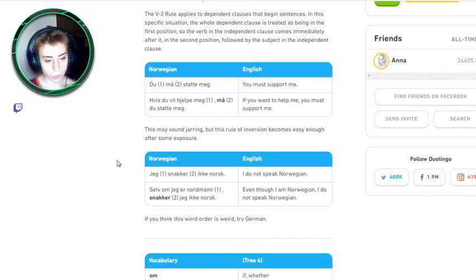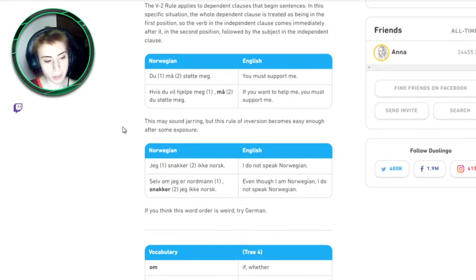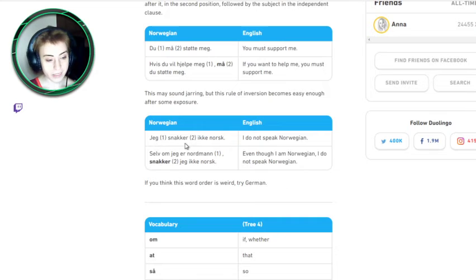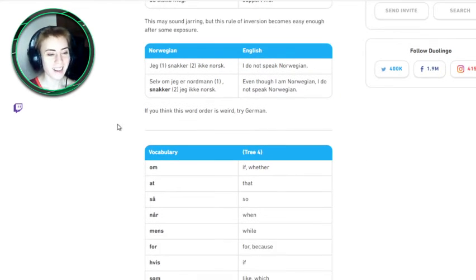May sound jarring, but this rule of inversion becomes easy enough after some exposure. So, jeg snakker ikke nå, snakker is in the second. The first part of the sentence is just jeg. In this one, in a compound phrase, som om jeg er nordmann, snakker jeg ikke norsk. Even though I am Norwegian, I do not speak Norwegian. So, som om jeg er nordmann is the first position of this sentence. So, snakker has to come right after it. This is a slight burn.